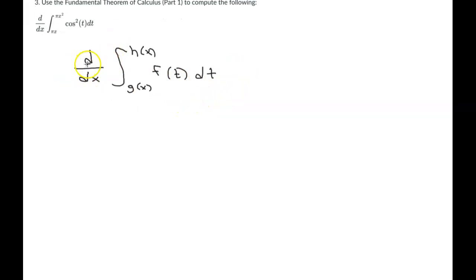right? Remember, the derivative and the integral are inverse operators, so they kind of undo each other. In this case, it's a little bit more involved because you have to worry about the chain rule when you're taking the derivative. So in this case, we'll have f of h of x times the derivative of h minus f of g of x times the derivative of g.